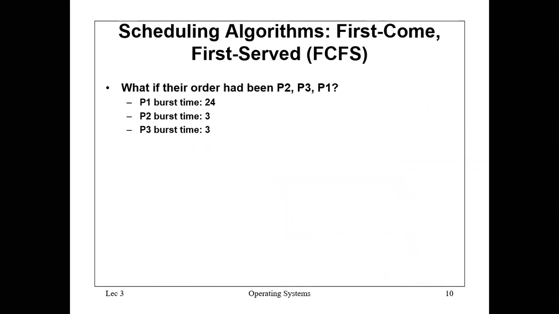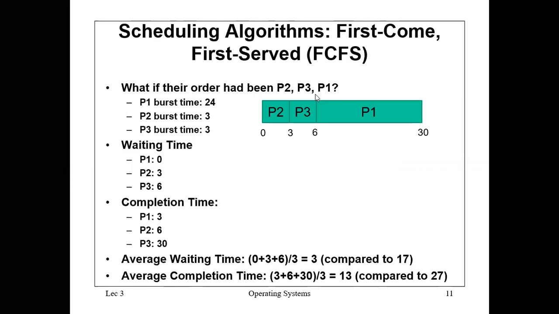Okay, so let's assume, what if the order had been changed? That means instead of the large process, P1, arriving first, P2 and P3 came first. Still, all of them came at 0 seconds. But at 0 seconds, P2 came first, and just after P2, P3 came, and then P1.